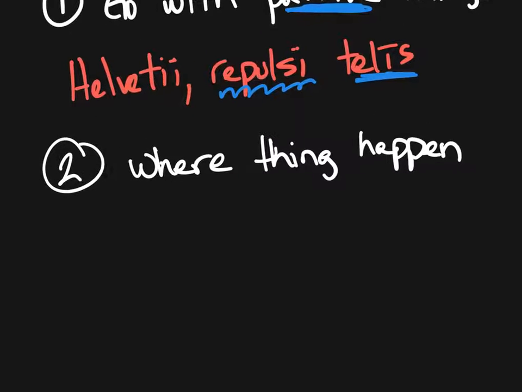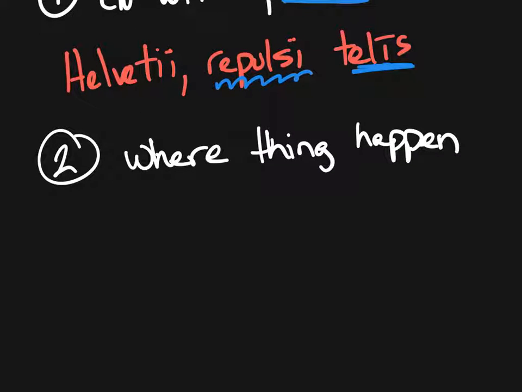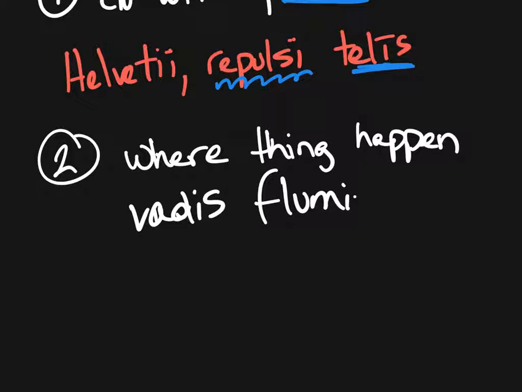Okay, the ablative is also used to show where things happen. For example, if you say that they are crossing vadis fluminis, where are those guys crossing? Oh, they're crossing in the shallow portions of the river, in the shallows. So that's ablative to show place where.